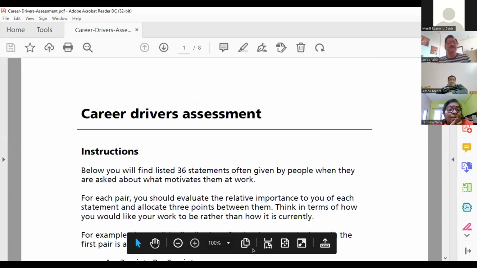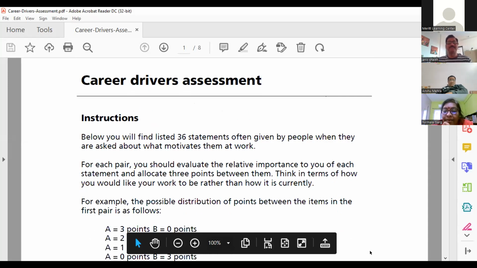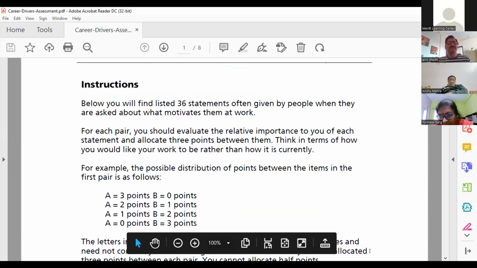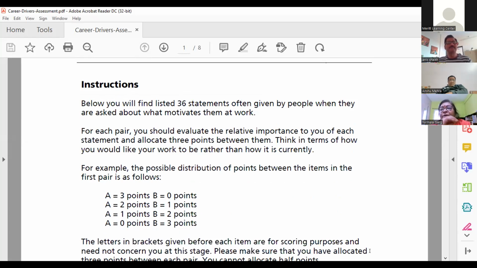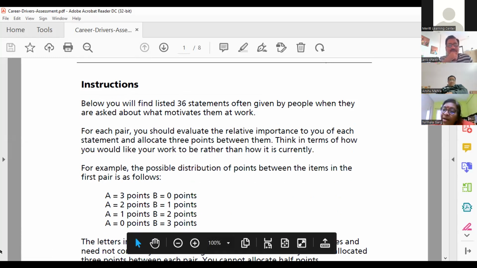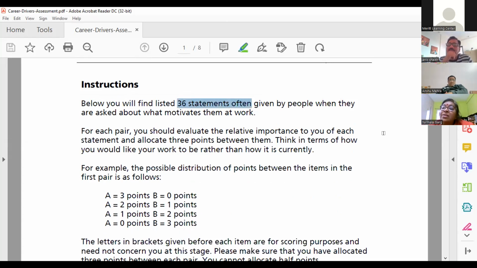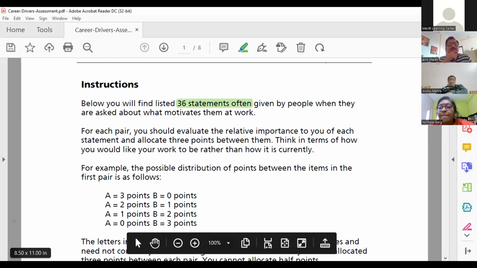Yes. Better? Okay. So this career driver assessment is a psychometric test. It is called the RSI instrument, the Richard Scale Inventory. It has 36 questions. Now, this Richard Scale Inventory is derived from the work of Edgar Schein. If people are interested and passionate about reading, please read about him. He's written a beautiful book on career anchors. So this has 36 statements.